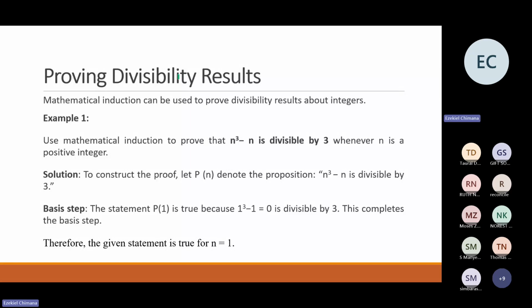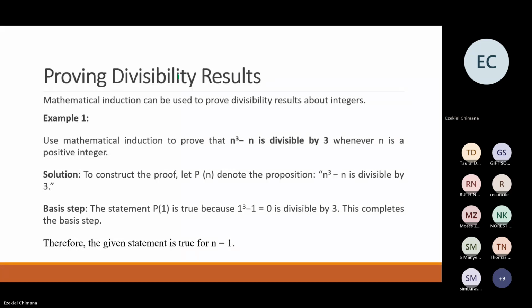On the basis step, the statement P of 1 is true because 1 cubed minus 1 is 0, which is divisible by 3. We've taken P of 1 because we are saying n cubed minus n is divisible by 3 whenever n is a positive integer. So we are taking positive integers, and 1 is a positive integer. You can put any other positive integer and test. So look at the domain, please, when you're doing the basis step.